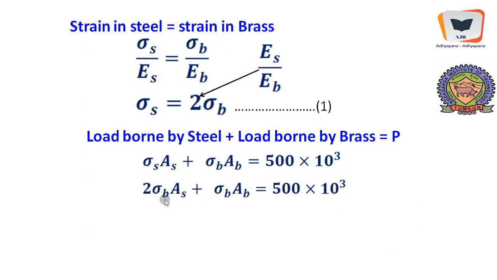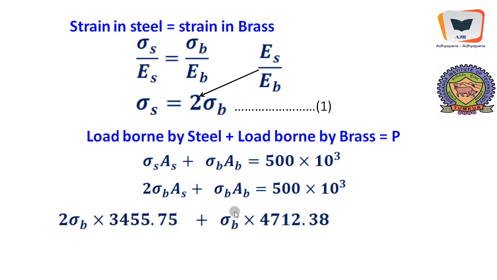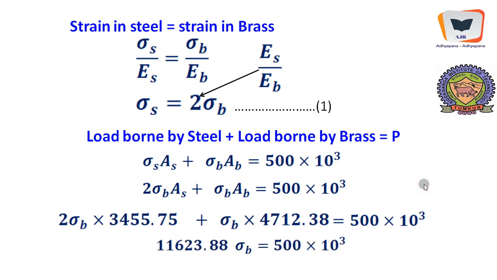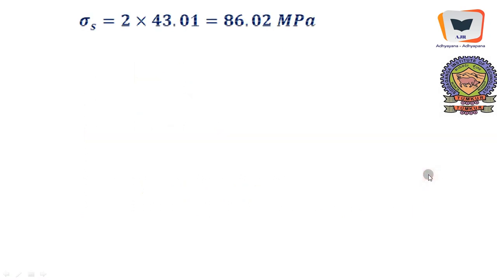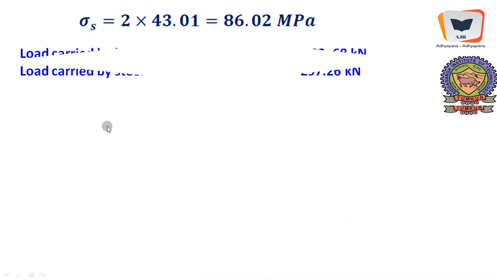So 2 times sigma B we have obtained over here, sigma S. In place of sigma S we have placed this, and other things we have made to remain as they are, and upon solving this, after substitution of the appropriate values, we will get sigma B equal to 43.01 MPa. And if you continue, we will get sigma S equal to 2 times 43.01, that is 86.02.